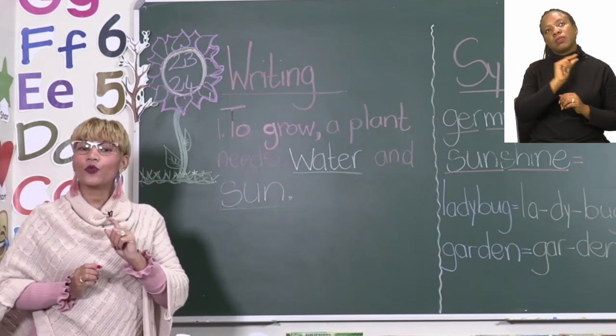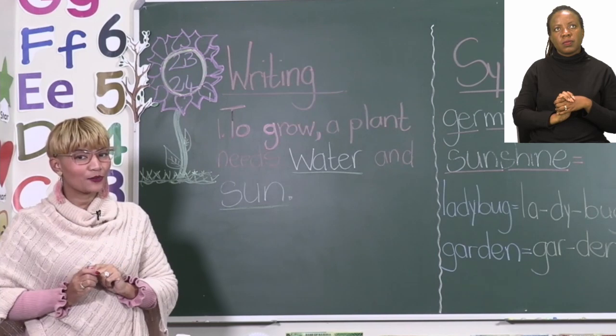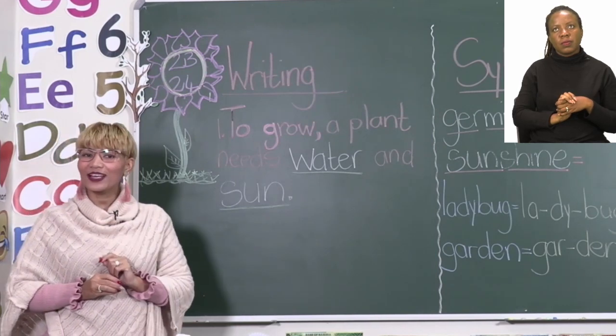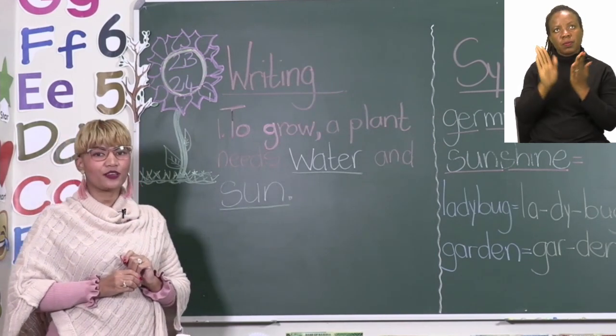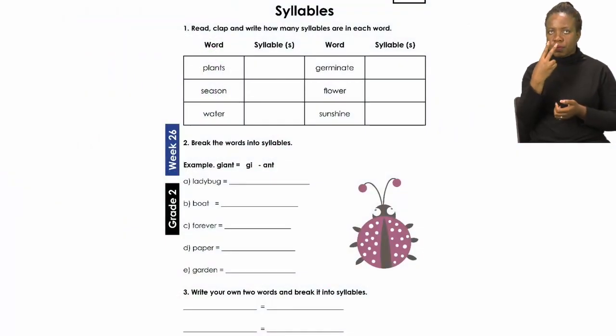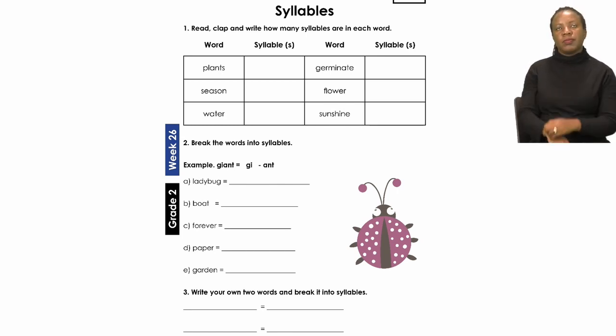Now grade 2s, before we move on and before I give you time to complete your sentences, let's quickly turn our booklets to page 24. Now on page 24, we are quickly going to look at some syllables. Now, it says at number 1, read, clap and write. How many syllables are in each word? You see, we have to do quite a few things. We have to read, we have to clap and we have to write.